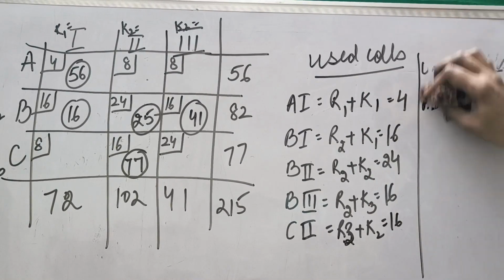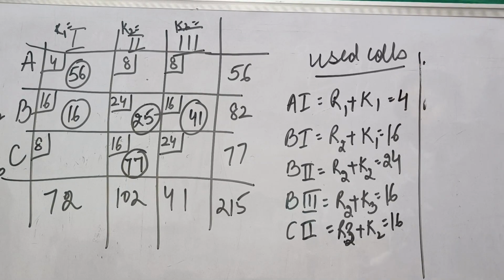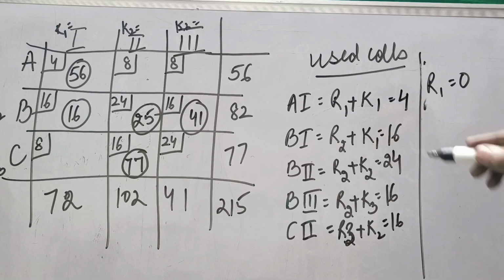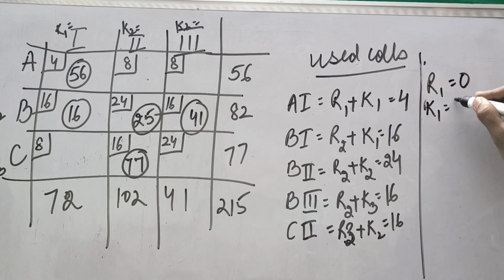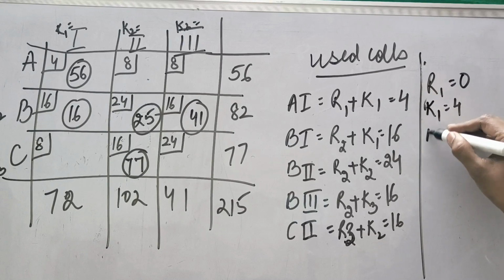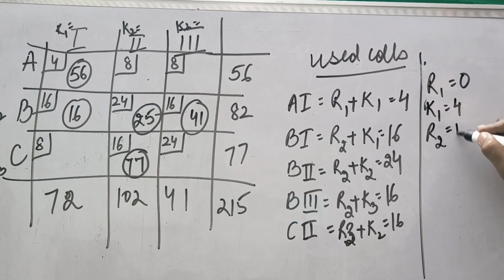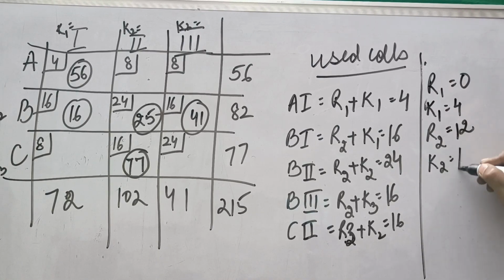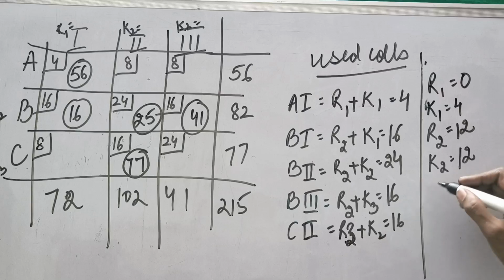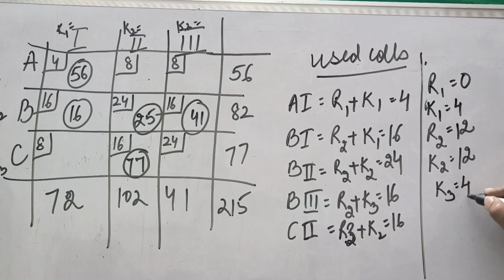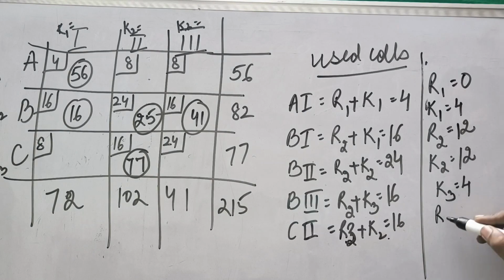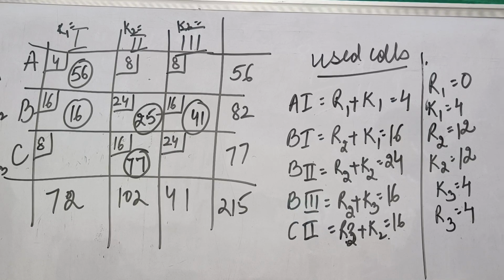Now let us first calculate these values. I told you that you have to assume R1 to be equal to 0. So I am putting R1 equal to 0. If R1 is 0, K1's value will be 4. If K1 is 4, R2 will be 12. If R2 is 12, K2 will be 12. If R2 is 12, K3 will be 4, and if K2 is 12, R3 will also be 4. So we have calculated all the values.